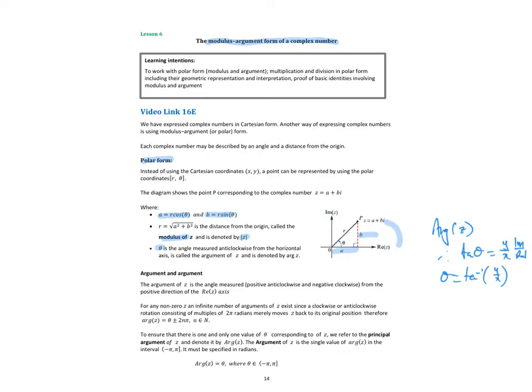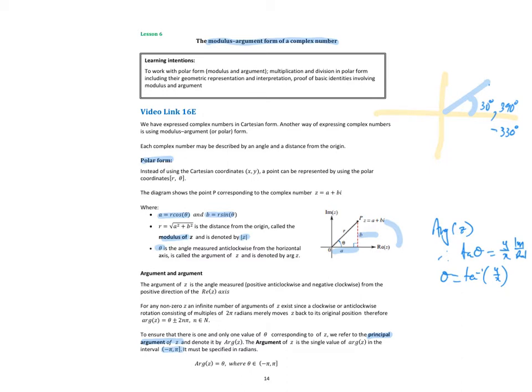Now, what we're talking about here is an angle. Remember, if I want to talk about that angle there as 30 degrees, well, that angle of 30 degrees is 30 degrees. It could be 390 degrees. It could be negative 330 degrees. There's an infinite number of ways I can represent that angle. So what we do instead is talk about the principal argument of z, and that's an angle defined between negative pi and pi.